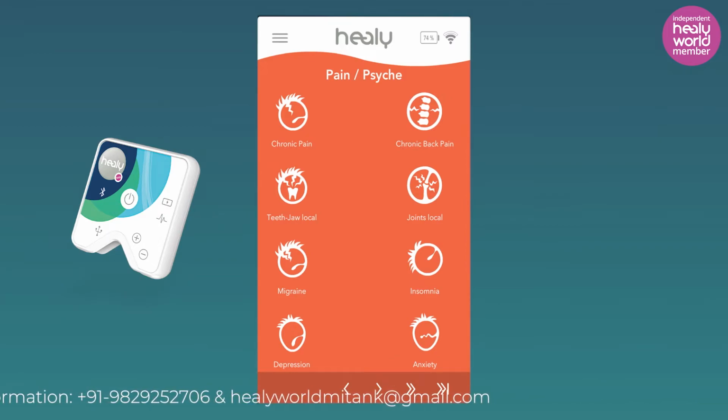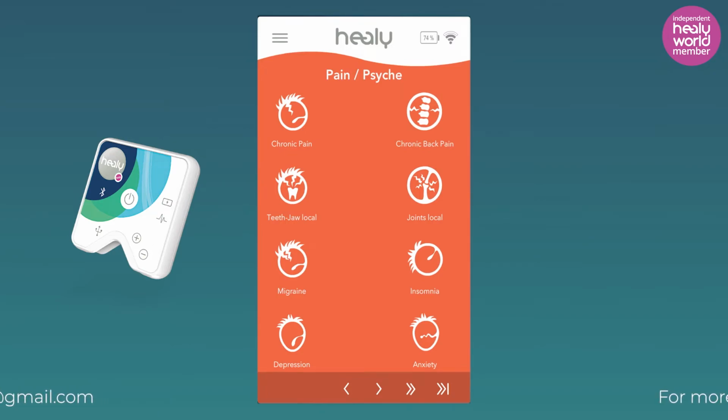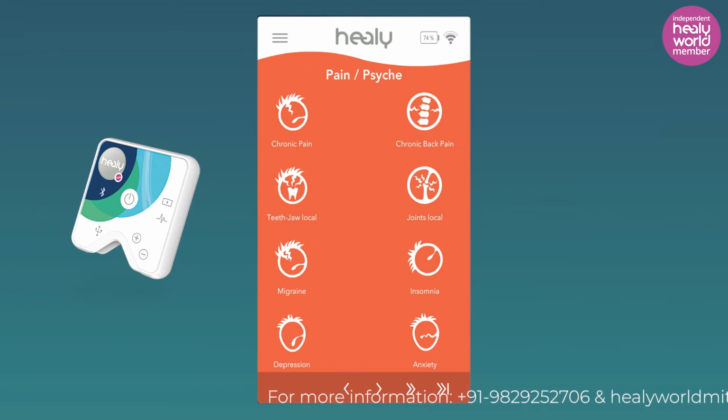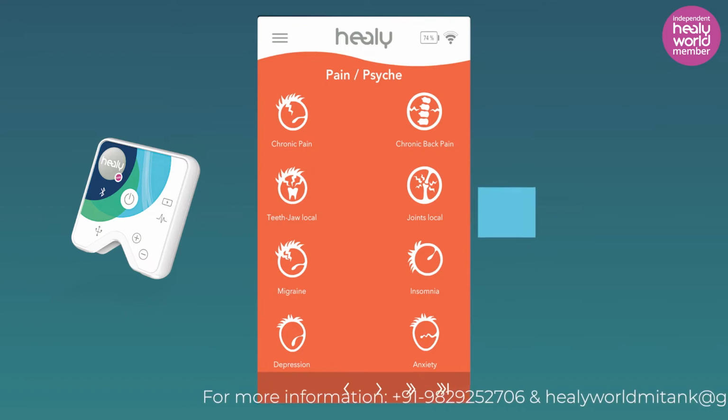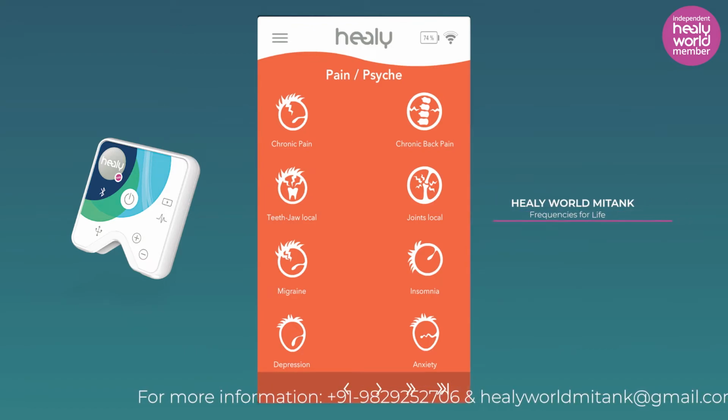The seventh one is depression. Depression is not a disease, it's just a thought which creates imbalance in your brain and you feel low, and in that case you can use the depression program. The last one is anxiety. See, anxiety has become very common around us. Almost every second person faces this issue of anxiety, where you start getting sweaty, feeling nervous, trembling, breathing rapidly and having an increased heart rate. In that case, just use the Healy anxiety program and it will help you instantly. You will see very observable results in your body.